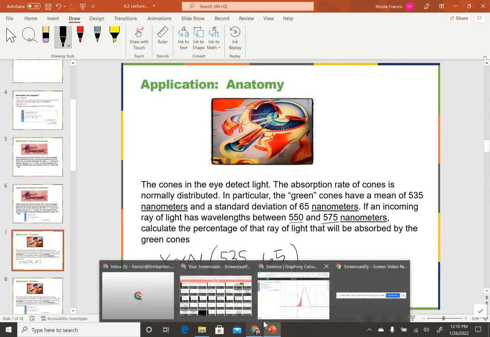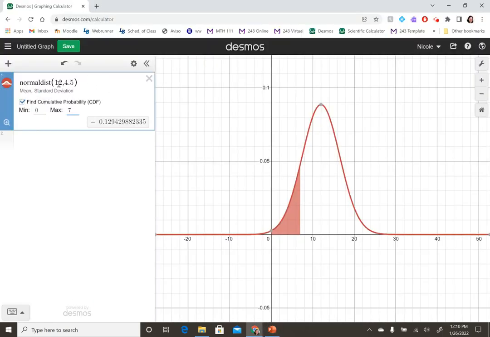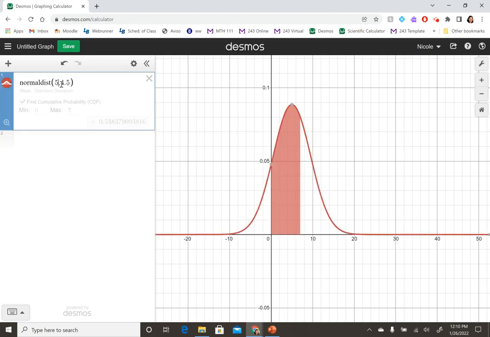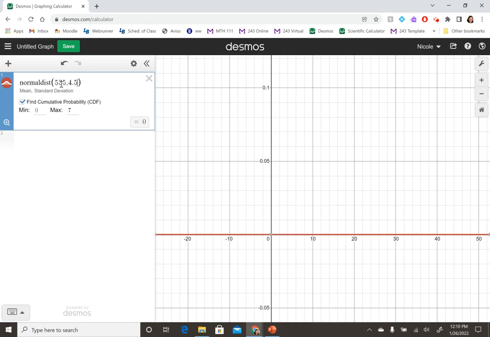All right, are you back? Let's give this a try. All right, so it was this time normally distributed. I always forget these numbers, but I think it's 535 and 65.